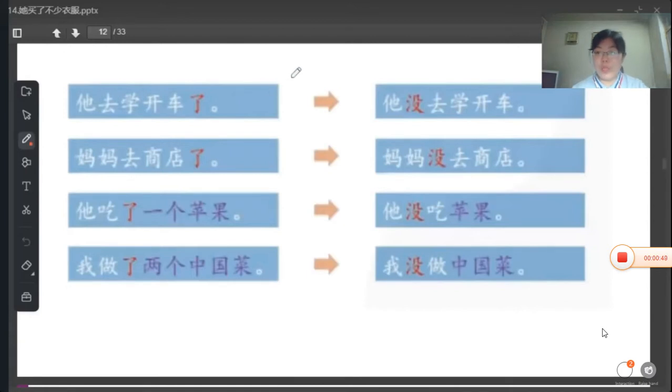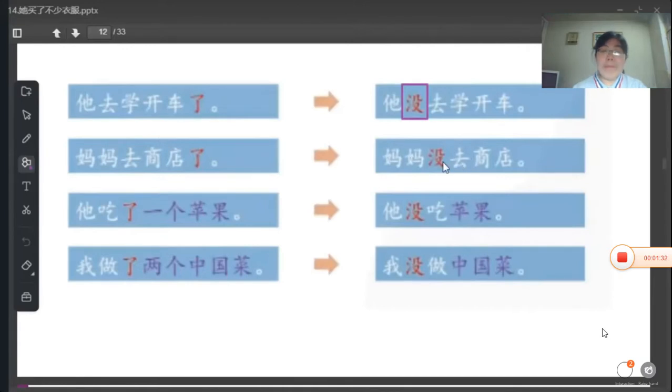This negative word, méi, means no or not. 他没去学开车, and omit le. 妈妈去商店了。Mother went to the shop. On the contrary, to give the negative form: 妈妈没去商店。We should add méi before the verb.